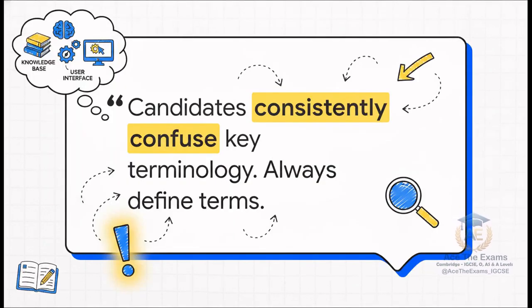I want to give this next point the academic weight it deserves because the principal examiners practically scream this in their annual reports. Quote, "Candidates consistently confuse key terminology. Always define terms before using them in extended responses." This is a massive alert for you. If you are discussing the knowledge base, the inference engine, or the user interface of an expert system, take a brief moment to actually define what that term means in your response. It immediately signals to the grader that you are an expert who knows exactly what you are talking about.